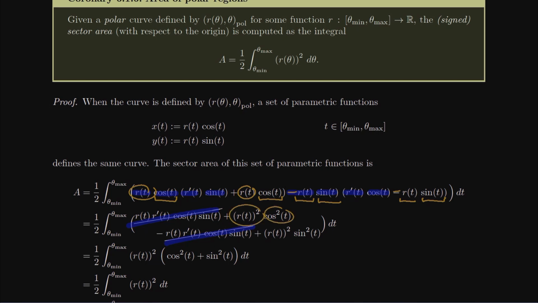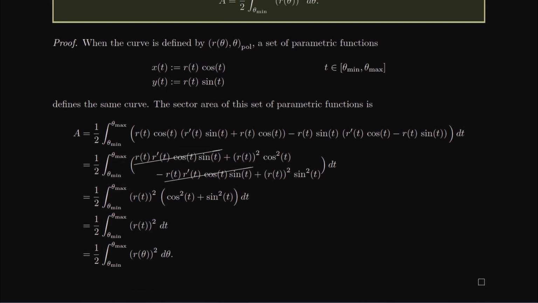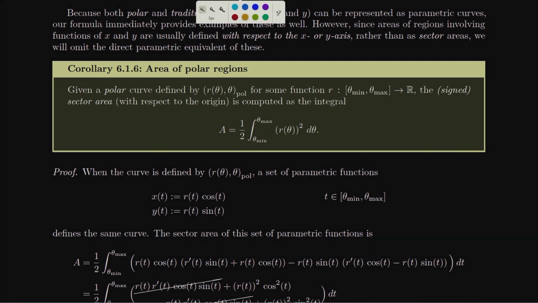So r squared cosine squared plus r squared sine squared, also known as r squared times cosine squared plus sine squared, you end up with just one half r squared for the polar sector area. That's quite a nice little elegant formula. You can really think about it even as the integral from theta min to theta max of the integral from 0 to r of some other radius, capital R, dR, and then d theta, right?